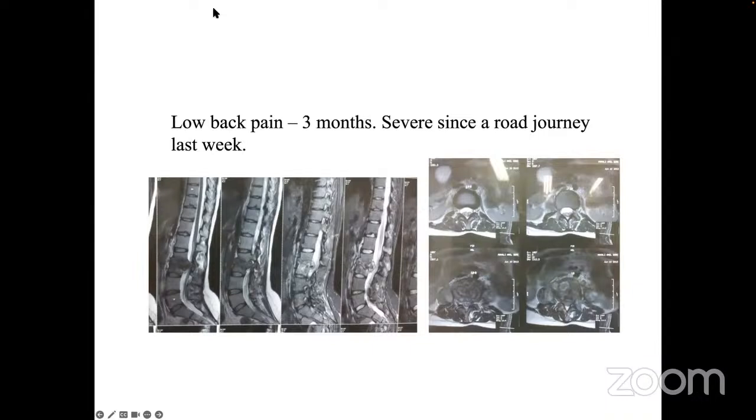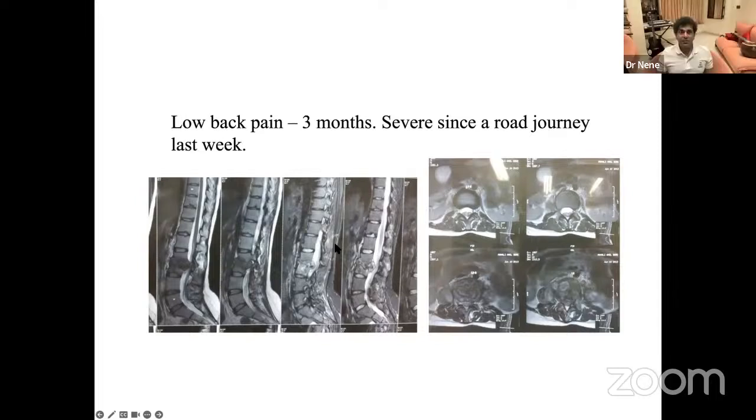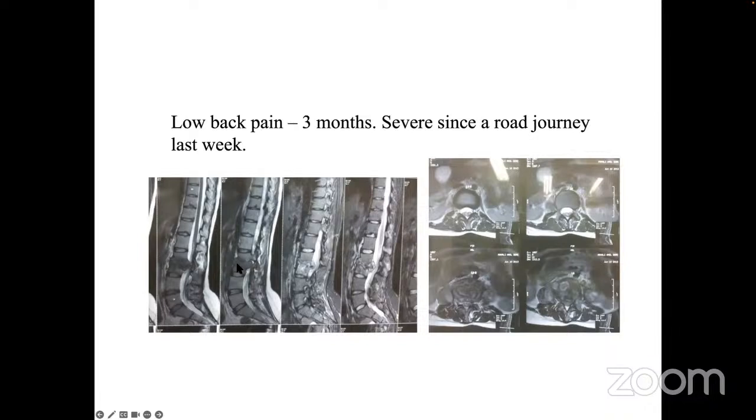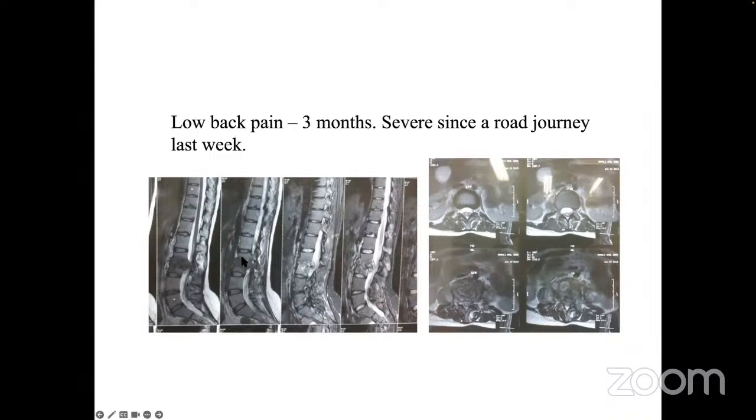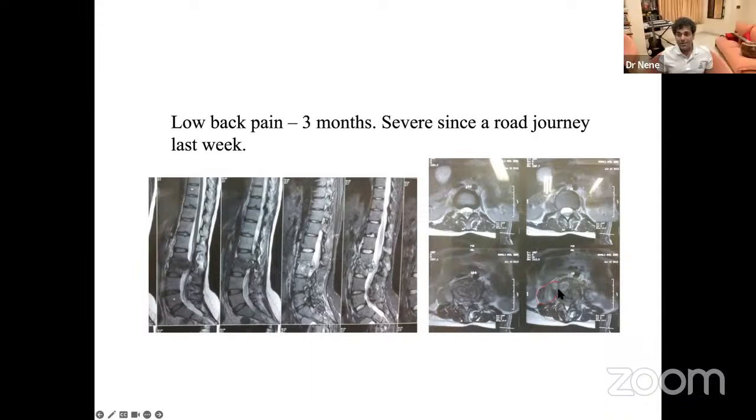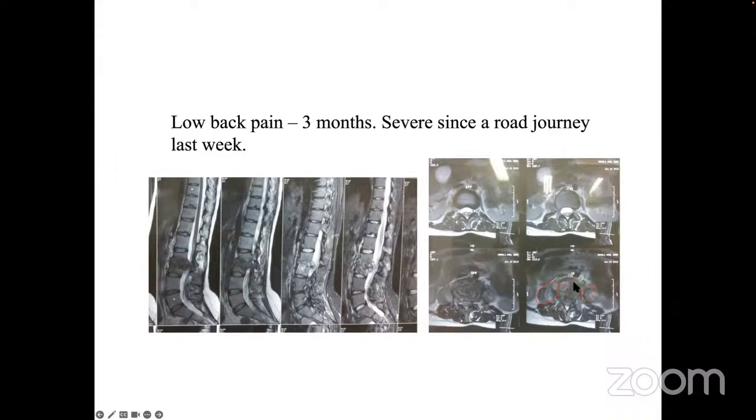It's a hypo-intense lesion on T1 and hyper-intense on T2. Sorry, hyper-intense means white. Hypo on T1, hyper on T2, suggesting fluid. Fluid. Okay. Then what else? On the axials, we can see a lot of hyper-intense lesions, sir, and the psoas abscess as well. All this is like abscesses.